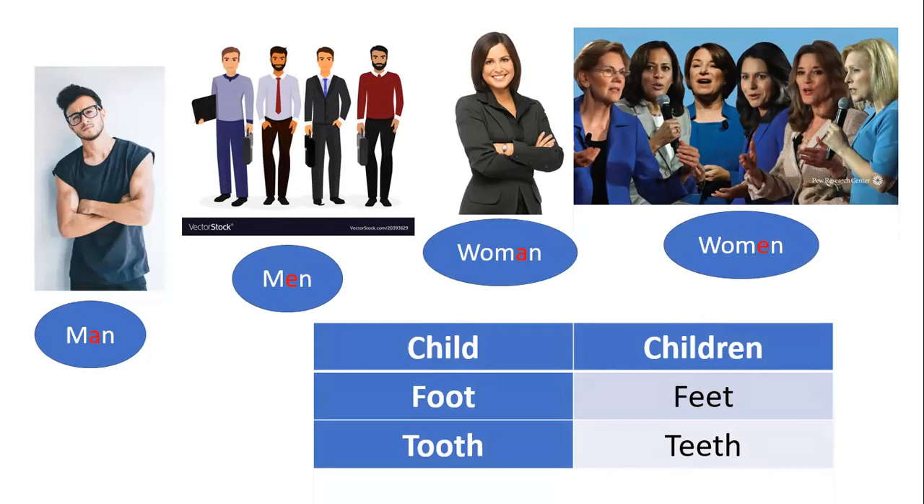Tooth, teeth. So, professor, how can I recognize these rules? There is no recognition, there is no understanding. We need just to memorize them as they are. These irregular words have no rule, and therefore they are called irregular. Should I memorize man, men? Yes. Woman, women? Yes. Child, children? Foot, feet? Tooth, teeth? Yes. You need to memorize them as they are.